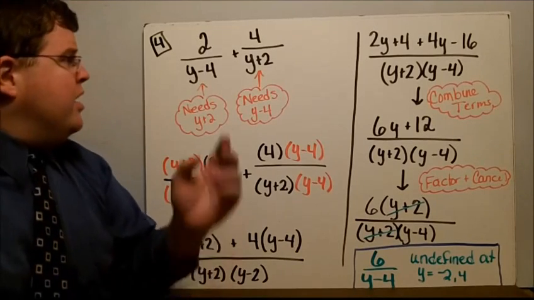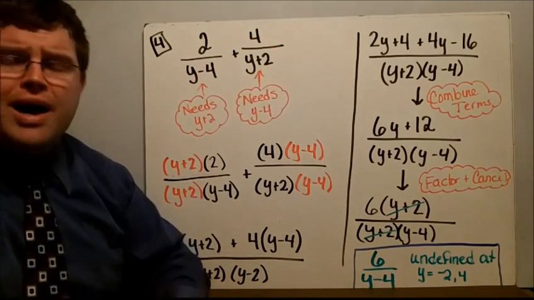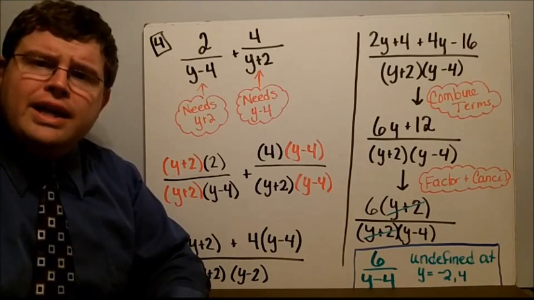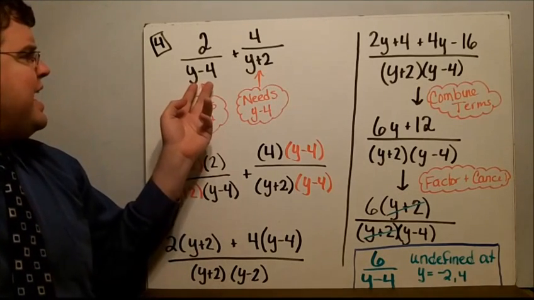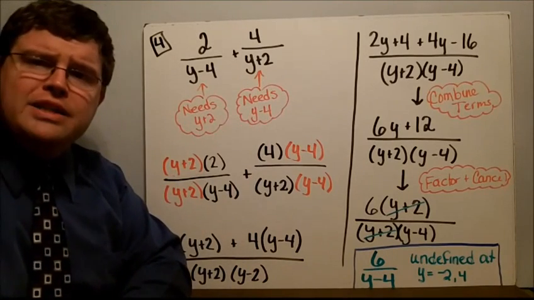Let's see how you did. We have 2 over y minus 4 plus 4 over y plus 2. I took a look at each of the denominators. This side needs a y plus 2. This side needs a y minus 4.